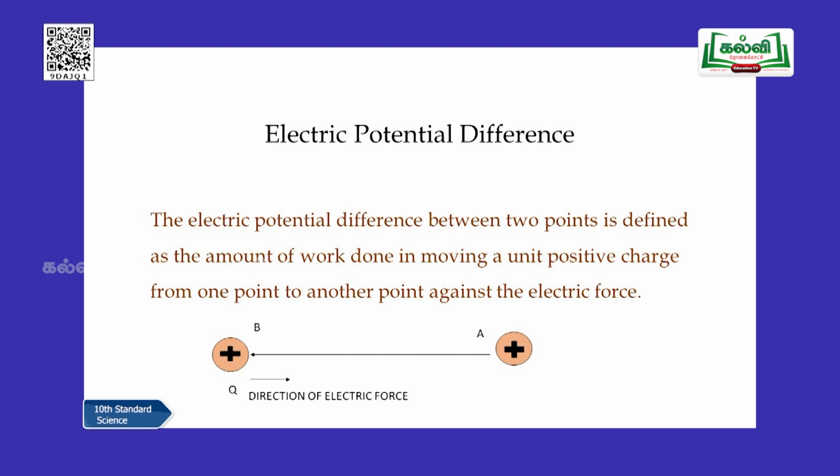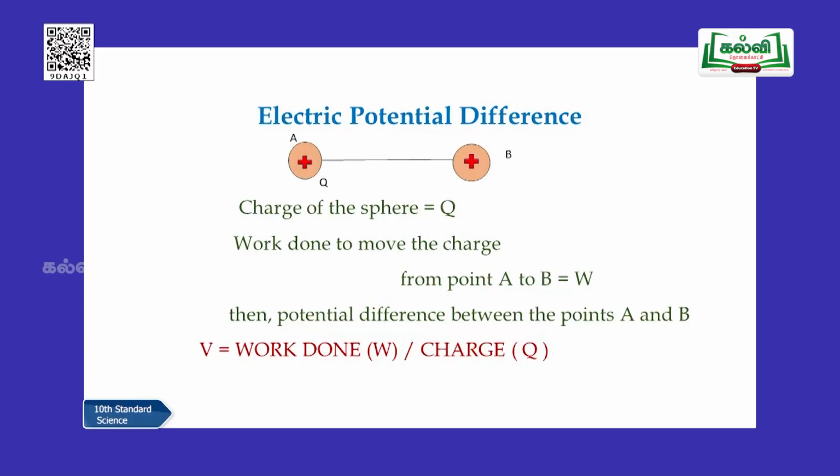Now, let us see the proper definition. The electric potential difference between two points is defined as the amount of work done in moving a unit positive charge from one point to another point against the electric force. Can you follow, students? Yes. Now let us go to the formula of the electric potential difference. Let us take the charge of the sphere, that means the charge of the point.